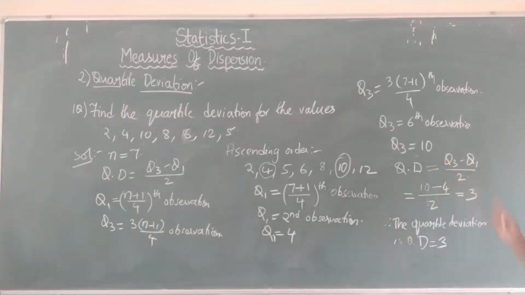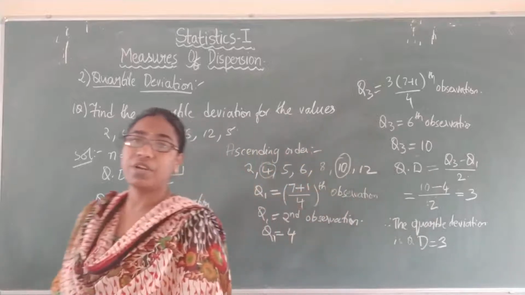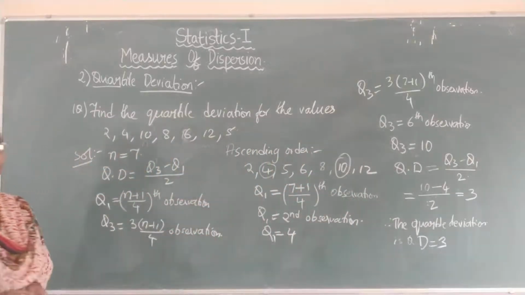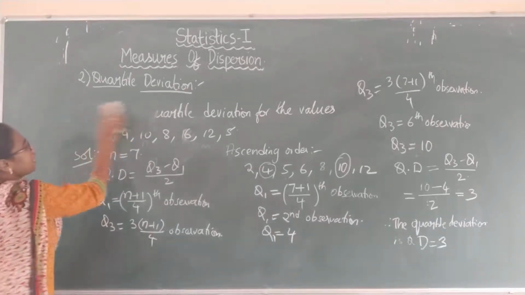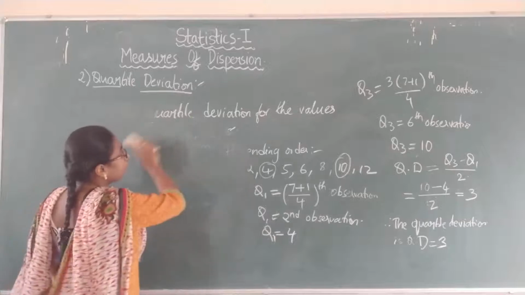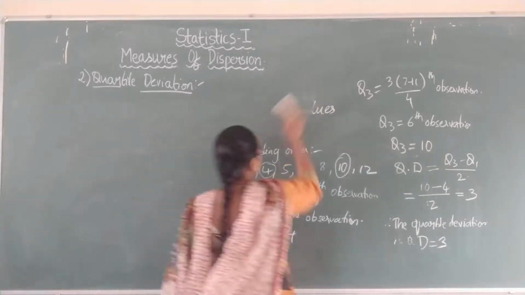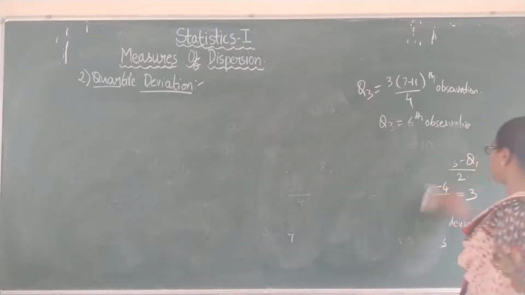So by substituting the Q3 and Q1 values in the quartile deviation formula, we got the required quartile deviation as QD equals 3. So in this way, we are going to find the quartile deviation for the ungrouped data. Now we will see how to find the quartile deviation for the grouped data. In grouped data, we will have different frequencies.